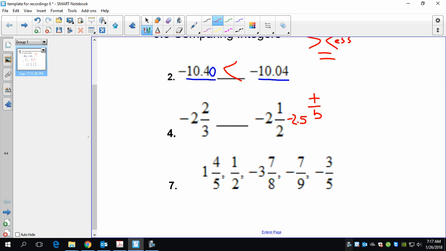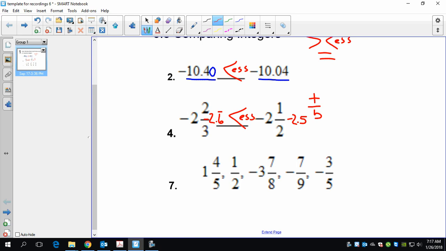Negative 2 2/3, if you do the top divided by the bottom, we're going to get negative 2.6, and that's going to be a repeater. So we have negative 2.6 repeating, and we have negative 2.5. And for that one, again, it's going to be less than. Oops, got to put our ESS in there so we know that it is less than.